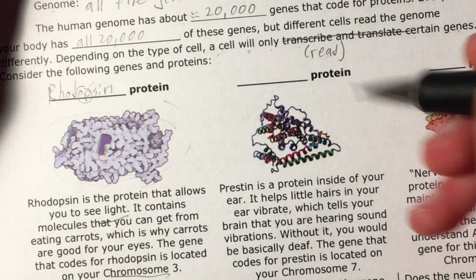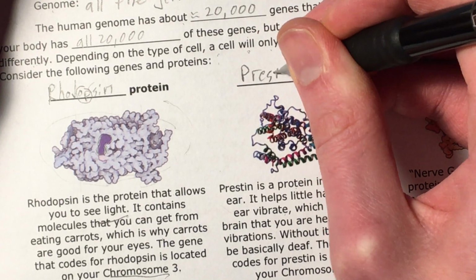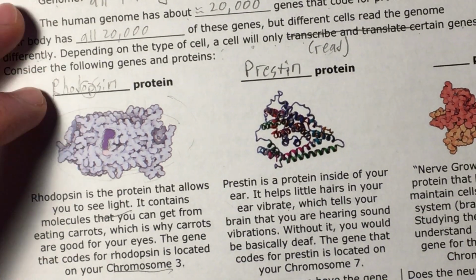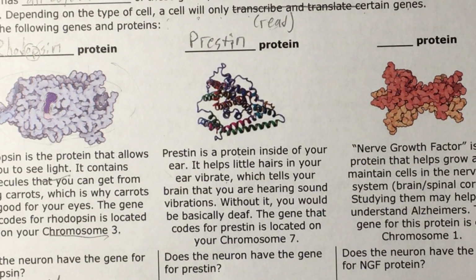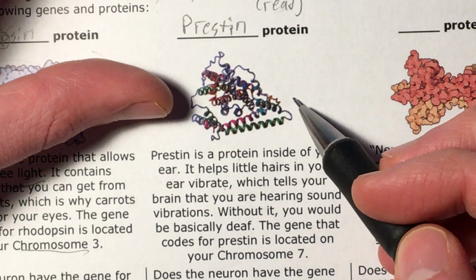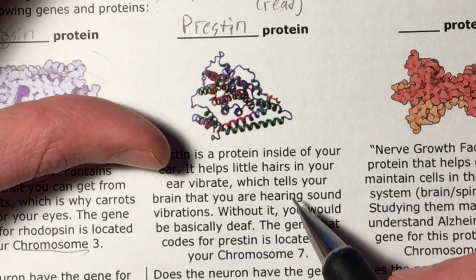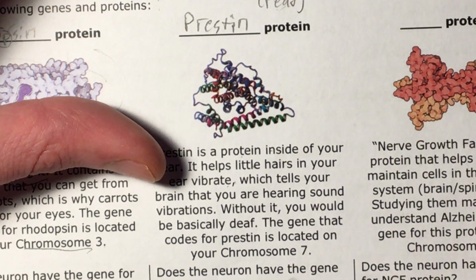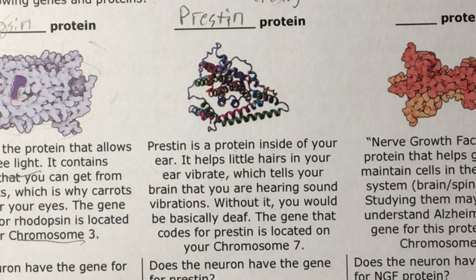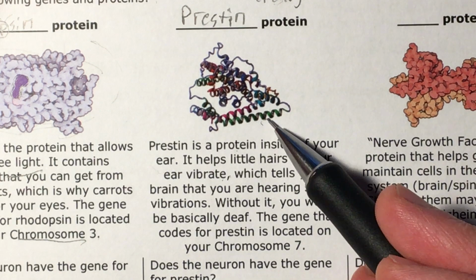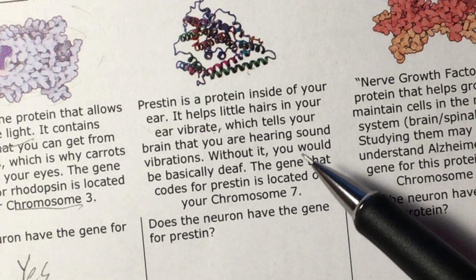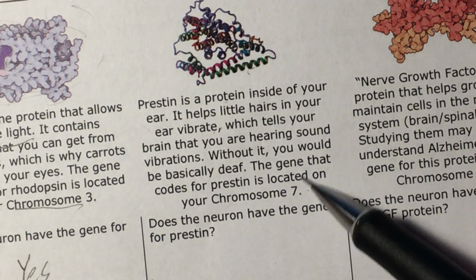Let's consider Preston. Preston is one of my favorite proteins. I studied him for my capstone in university, and super interesting when it comes to bats and dolphins and all sorts of creatures. Okay, so Preston is a protein inside of your ear, and it helps your little hairs in your ear vibrate. That tells your brain that you're hearing sound. So right now, your Preston protein, this protein right here, is working inside of your ears so that you can hear my voice. Okay, without it, you'd basically be deaf. And the gene is found on chromosome 7.